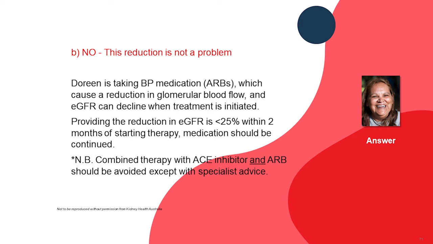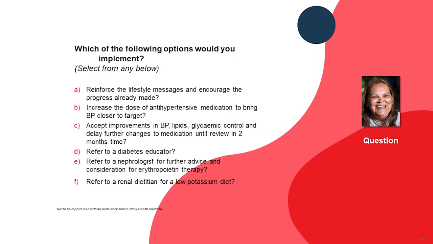What we aim for is, provided the reduction is less than 25% within 2 months of starting therapy, it is recommended that we continue with either the ACE or the ARBs. Combined therapy with ACE inhibitors and ARBs should be avoided, except with specialist advice. Which of the following options would you now implement?